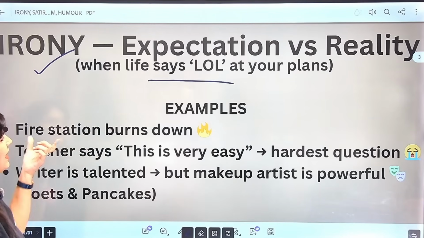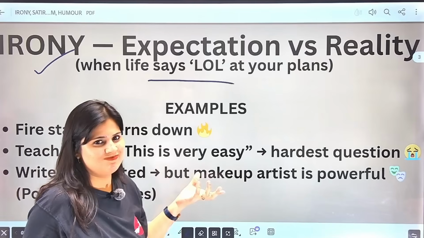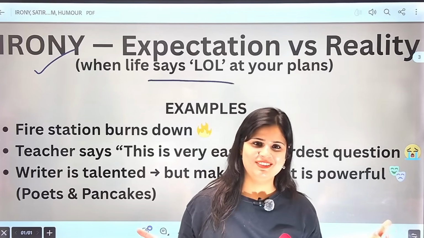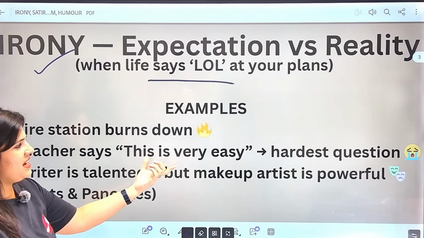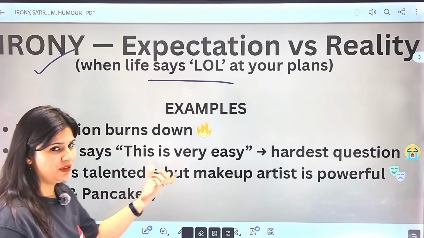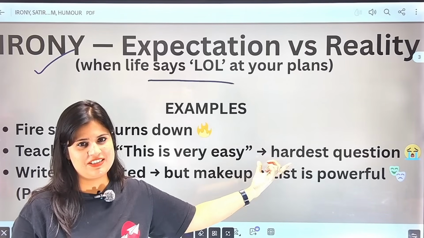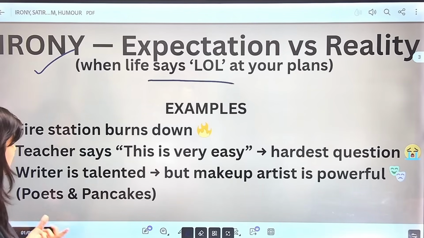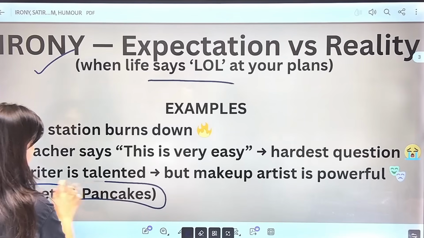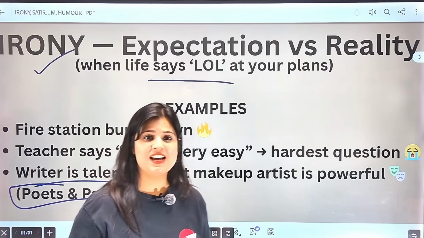Examples: fire station burns down. Fire station burning down. Huge irony, right? Teacher says this is very easy, but to the hardest of the questions that she can give. Writer is talented, but makeup artist is powerful. ये कहाँ से है irony? It is from Poets and Pancakes.